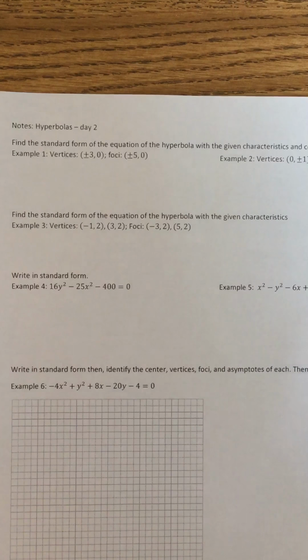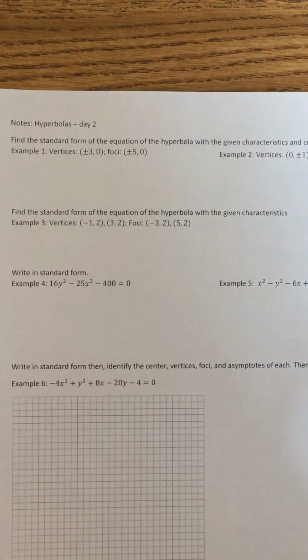Alright, so we are looking at hyperbolas again for day 2. This is going to be partly writing the equations and again graphing as well. So on example 1, I want to find the standard form of the equation of the hyperbola with the given characteristics and the center at the origin. So this origin tells you automatically that my h, k is going to be 0, 0.